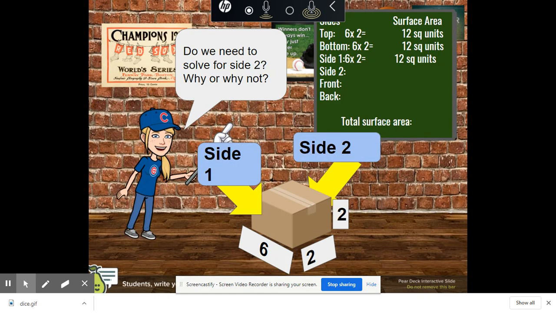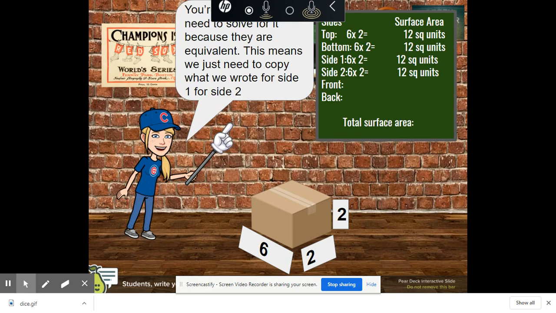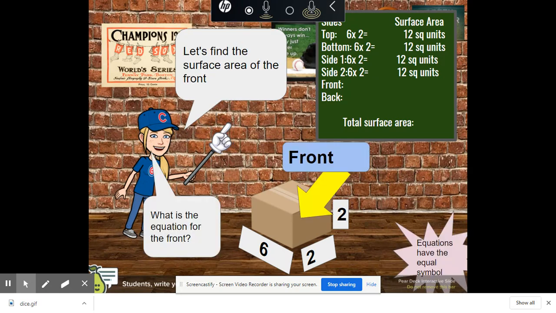All right. So here's side 1, and here's side 2. So if you were holding a box, would we need to solve for both side 1 and side 2? No, we wouldn't need to because they're equivalent. This means that we just need to copy what we wrote for side 1 for side 2. That means to find side 2, we would have done 6 times 2, which equals 12 square units.